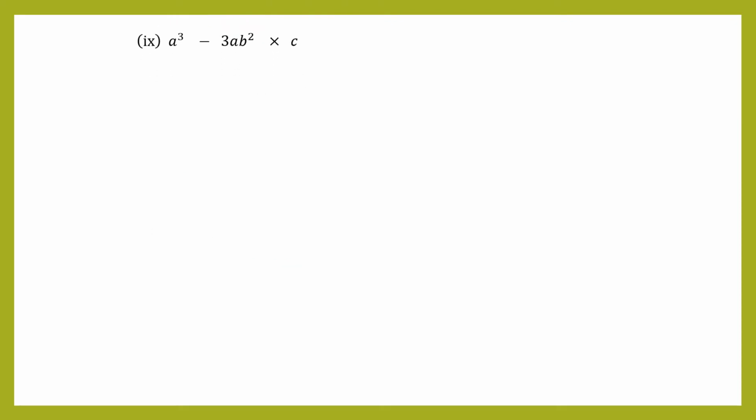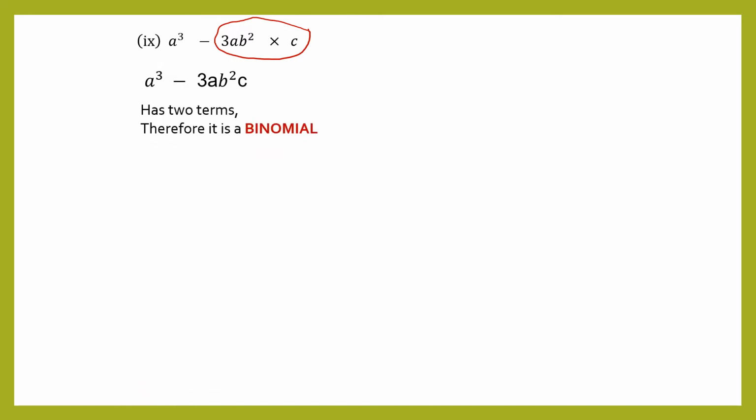Ninth one. I have a cubed minus 3ab squared into c. Since I have a multiplication sign, I can convert this to one term. It becomes a cubed minus 3ab squared c. That means there are two terms and it is a binomial.